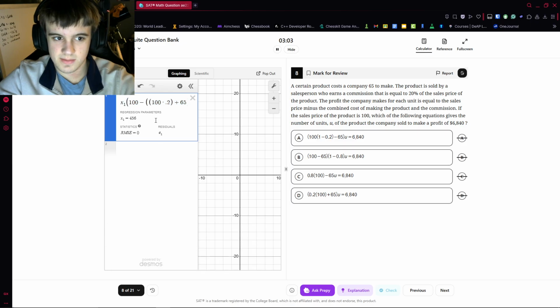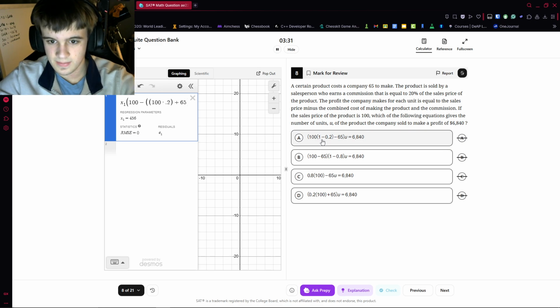you know this equation's right. So sometimes they like to do equations very differently, which is kind of hard to follow. We're going to go through each one and see if they're correct. So we have 100, which is the sales price of the product, multiplied by 0.2 or $20, minus 65, times the amount of units.